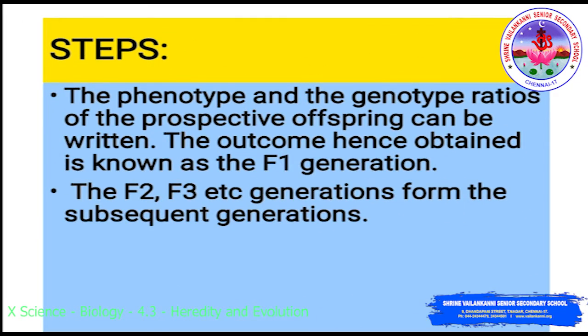Step 5: the phenotype of the offspring can be written. The outcome obtained is known as the F1 generation, which is followed by the next generation called the F2 generation, and the F2 generation is followed by the F3 generation. So F2, F3, etc. form the subsequent generations.